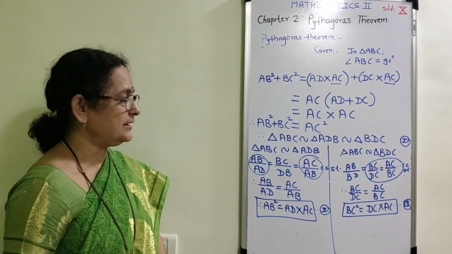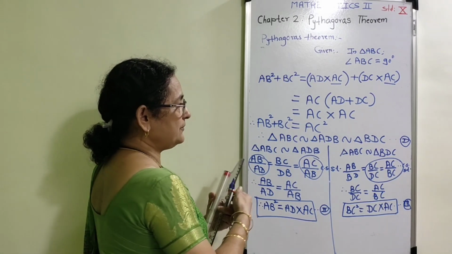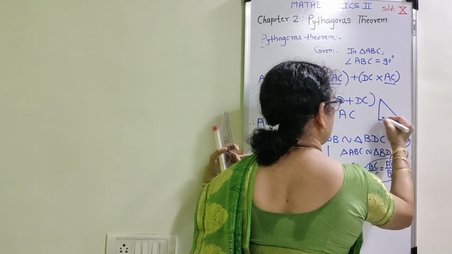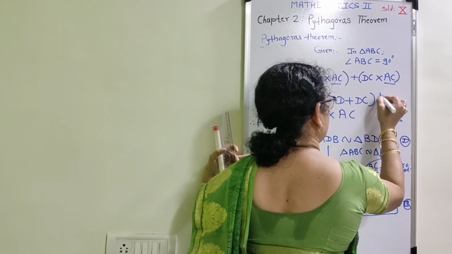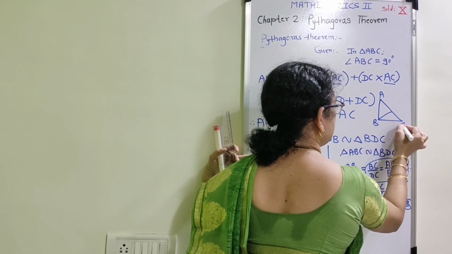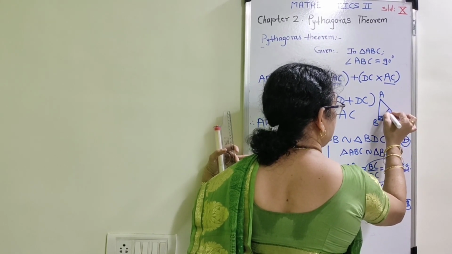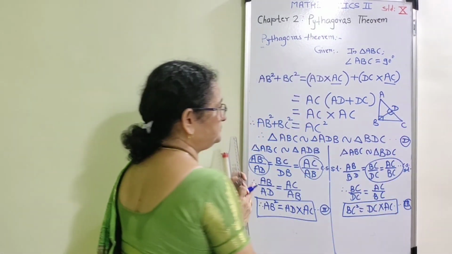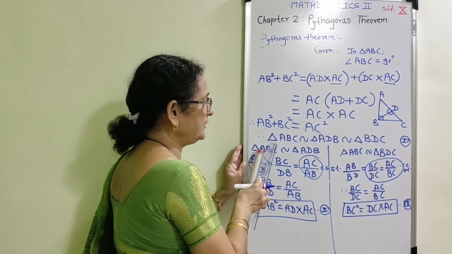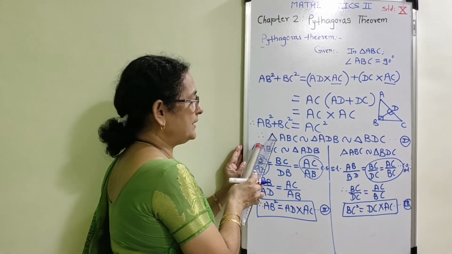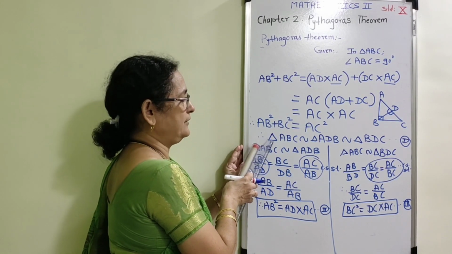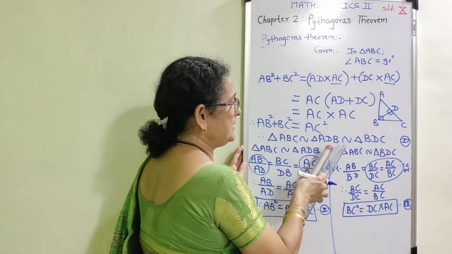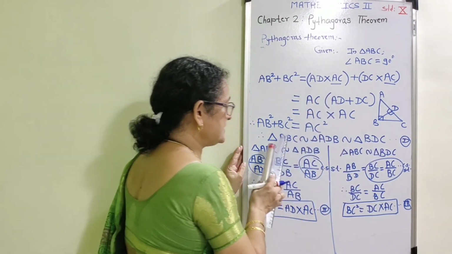I am going to repeat it again. Please observe the figure, that in figure, this is our figure. This is triangle ABC. This angle is 90 degree. These two are also, and this is our point D. The first important thing, apply the property of similarity of right angle triangle. That triangle ABC is similar to triangle ADB, similar to triangle BDC.